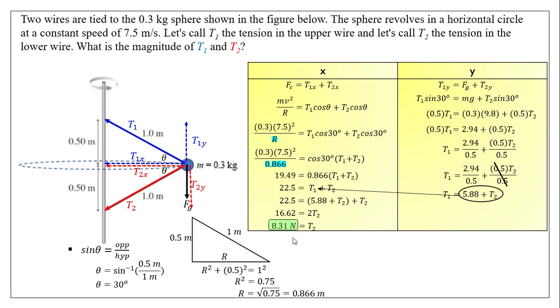So that is T2. I just found T2 first, but now that I have T2, I can just plug it back into the statement that I derived from the y side. So T1 is simply 5.88 plus T2. Well, I just found T2 as 8.31. So if you add these two values together, you'll get about 14.19, and those are your two tensions. T1 is 14.19, and T2 is 8.31.